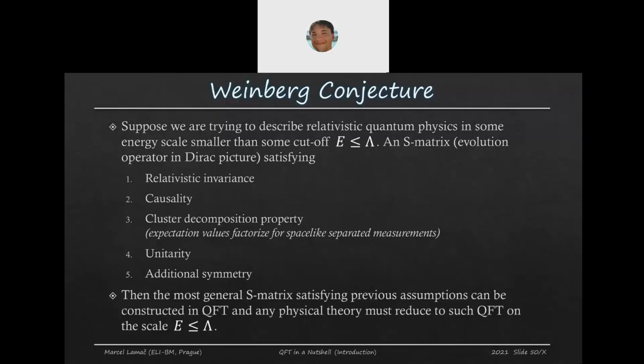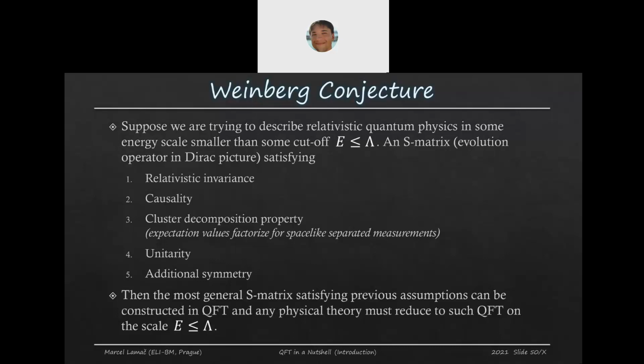So this is a conjecture, and there is no proof for this, but it seems to be the case as of now that all the theories we have are described in these quantum field theories. So even though they may be effective theories, and there may exist some different or more general theory on scales, energy scales, where these quantum field theories work, then this general theory must reduce to these quantum field theories.